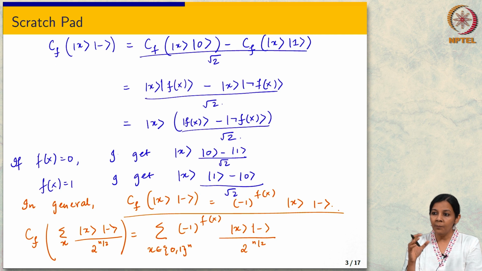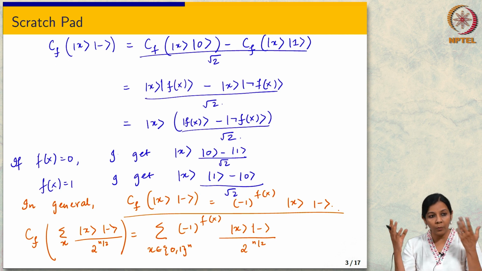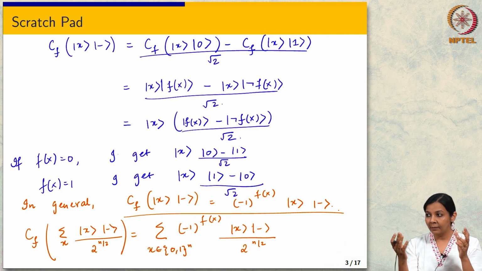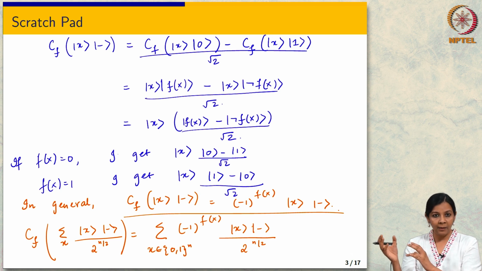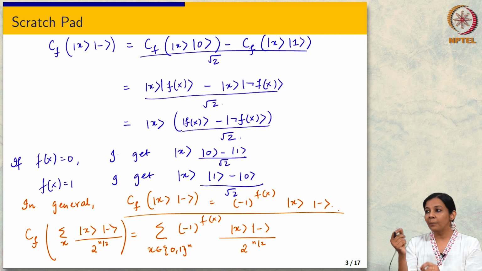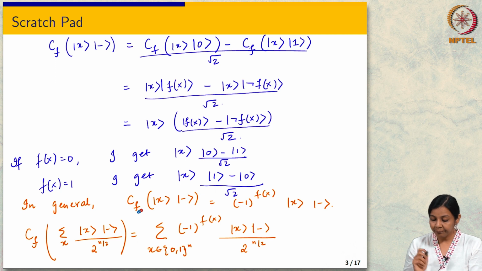From the computational point of view, you can think of it being encoded in the sign. So, what was my input? X comma minus, this was my input. What is my output? It is also x comma minus, but with a sign which depends on f of x. This sign is capturing the phase, and I can generalize this to the superposition of all inputs. This is going to turn out to be very useful for us.